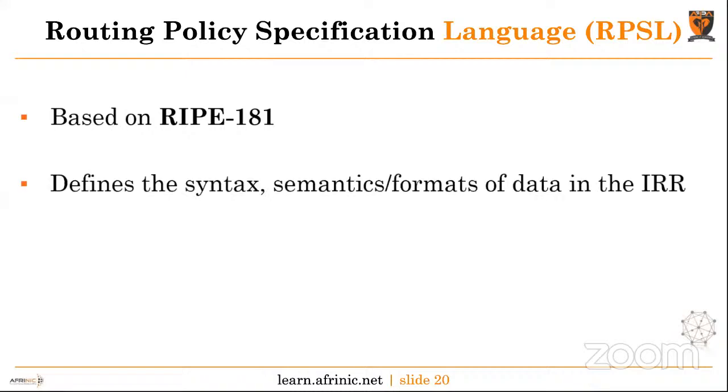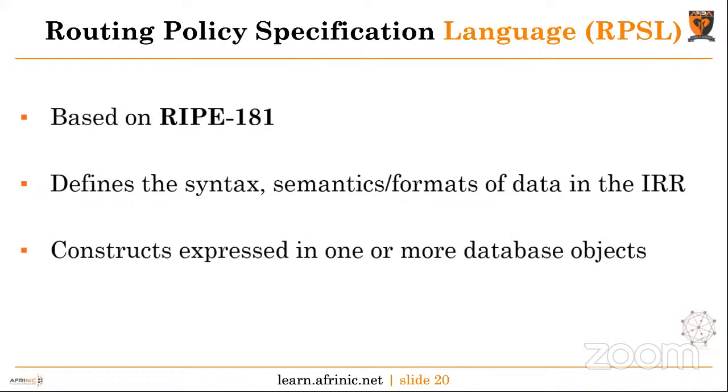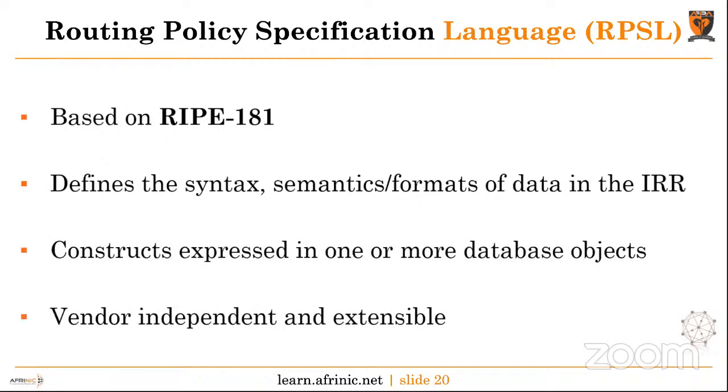And you use it to define, when I showed you the object, the attribute value pair, that was RPSL basically. You define your objects in the routing registry using RPSL. So the attribute value pair was basically RPSL. You can do more complex descriptions with it, which we will see later on. And it's what you use to express your objects in the database. And it is vendor independent and extensible, of course, it's open.